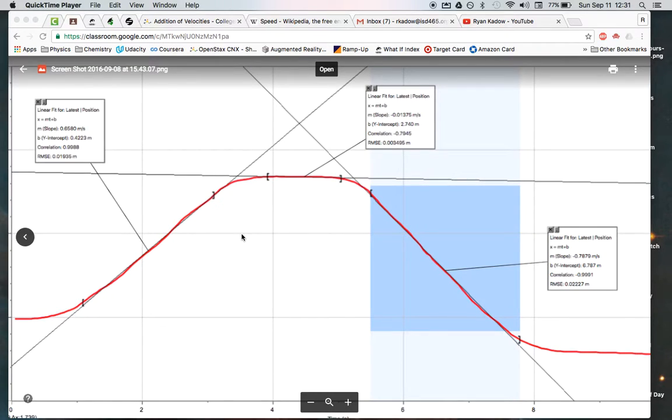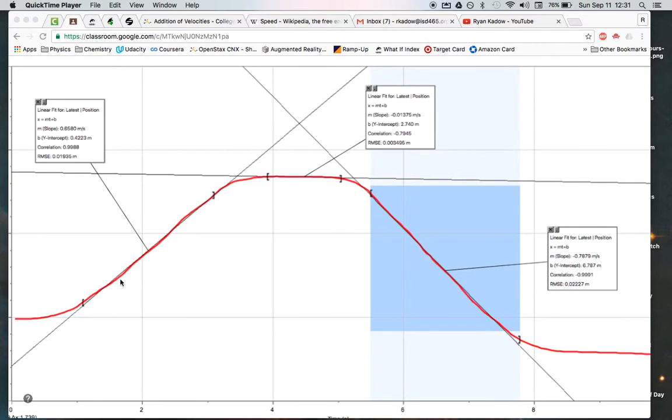This is the fourth and final video in a series of 4 on interpreting position-time graphs in physics. In this final video, I want to consider the positive slope on this part of a graph of motion.